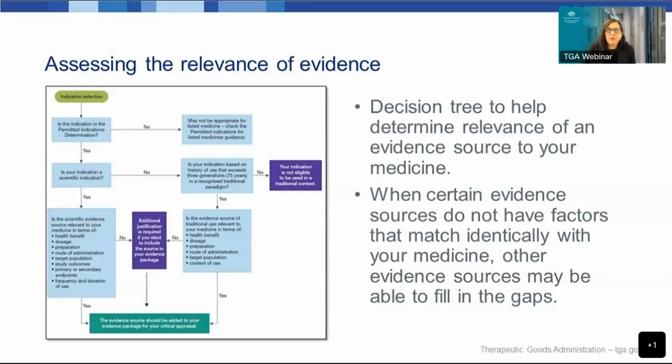There are a range of factors that influence a medicine's efficacy, such as ingredient, dose, and method of preparation. It is important that the evidence source should be specific to each of these factors. The evidence guidelines include a decision tree to help determine the relevance of an evidence source to your medicine. Where you have an evidence source that does not match all of these factors, additional justification should be included in your evidence package. A justification can be the provision of a written explanation to show how the evidence can be reasonably extrapolated to your medicine. You could also provide other evidence sources that address any data gaps.